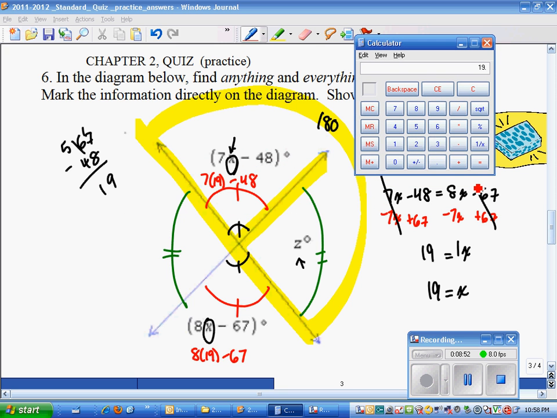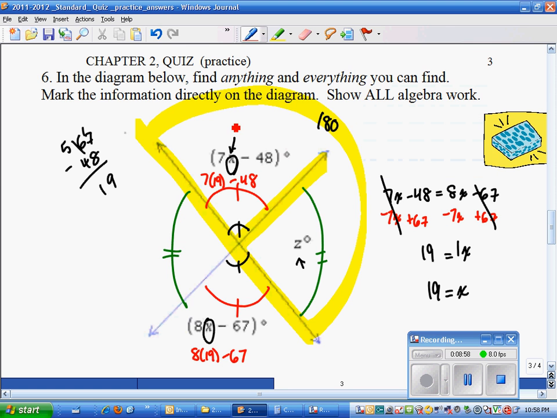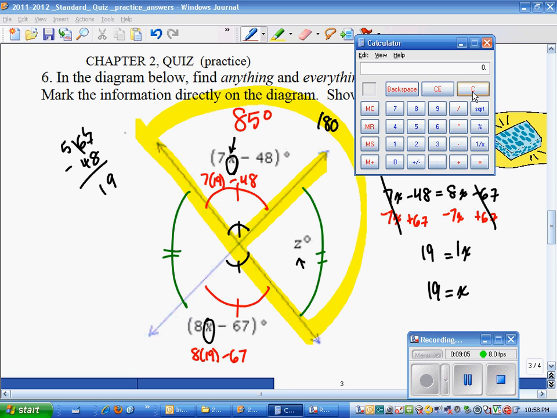And let's check the other one out. Now we're going to do 8 times 19 minus 67. And you get 85 as well.